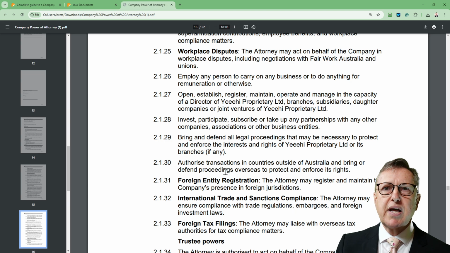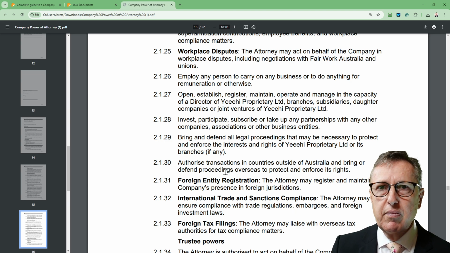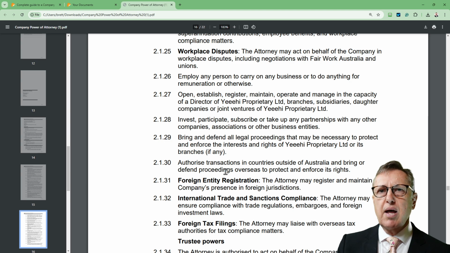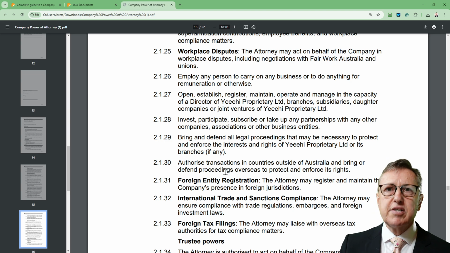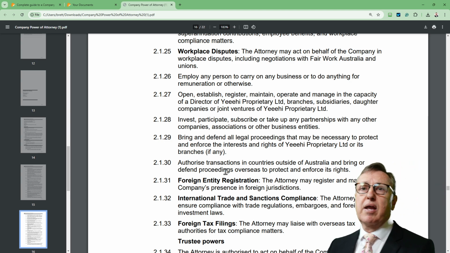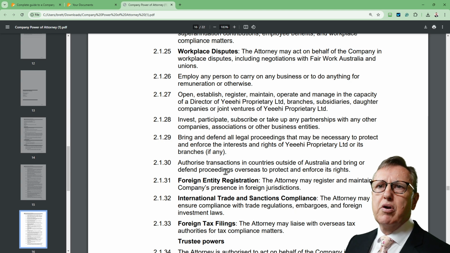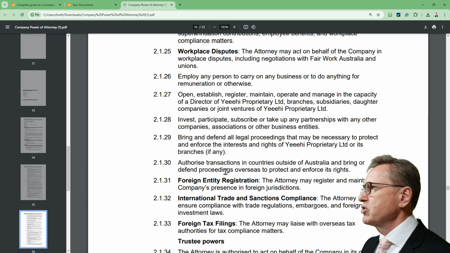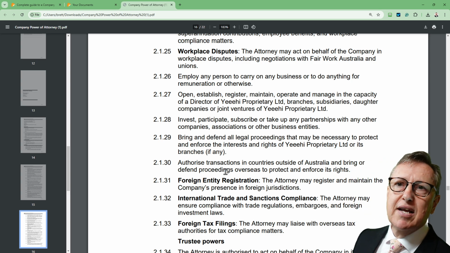Whereas the British would say Australian law firm. So if you need to use this company power of attorney outside of Oz, then you need to get a solicitor from that jurisdiction to check it. It doesn't necessarily work. It may, but we can't guarantee. We don't know. We don't work outside of Australia. We're Australian lawyers. So let's have a look at the next section of powers.